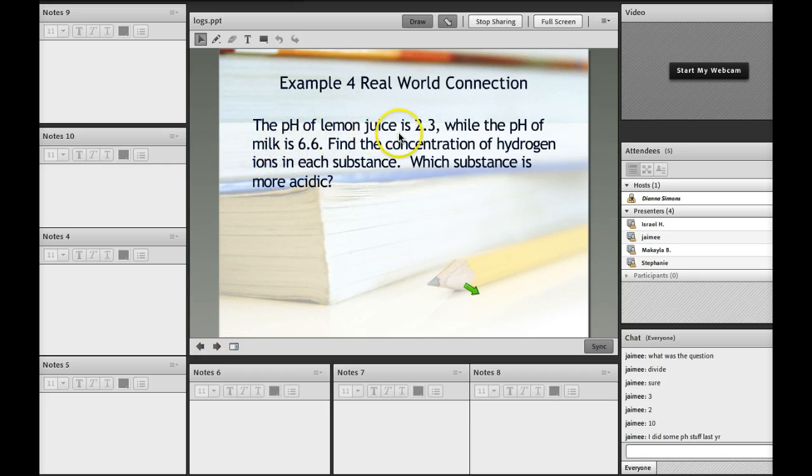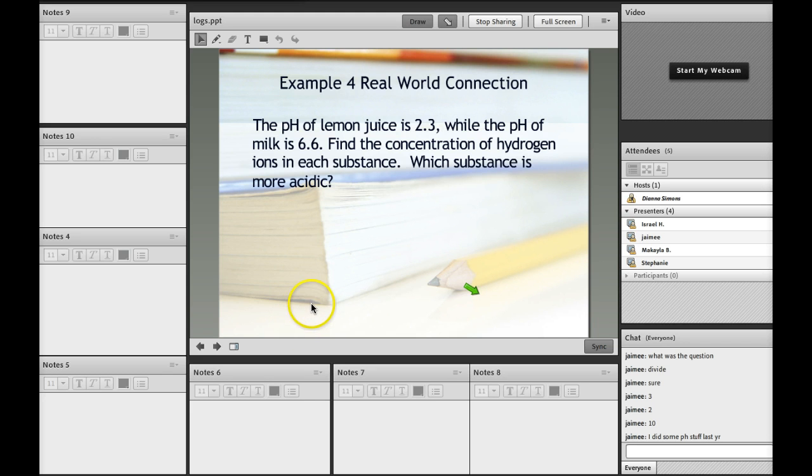The pH of lemon juice is 2.3, while the pH of milk is 6.6. We want to find the concentration of hydrogen ions in each substance, and which substance is more acidic. Which substance is more acidic? You guys know this better than I do.